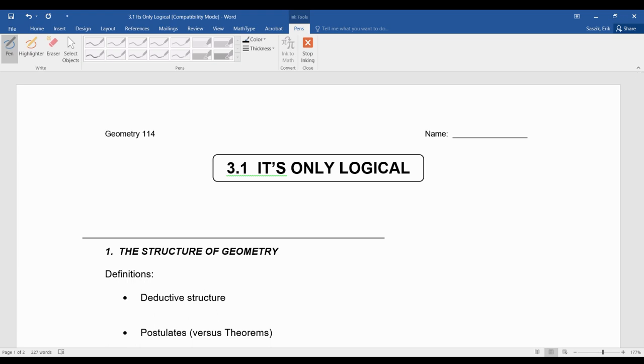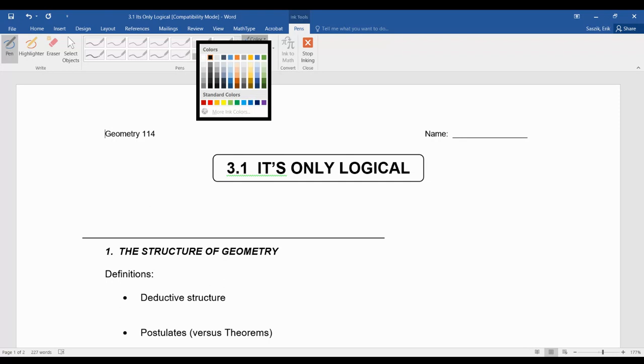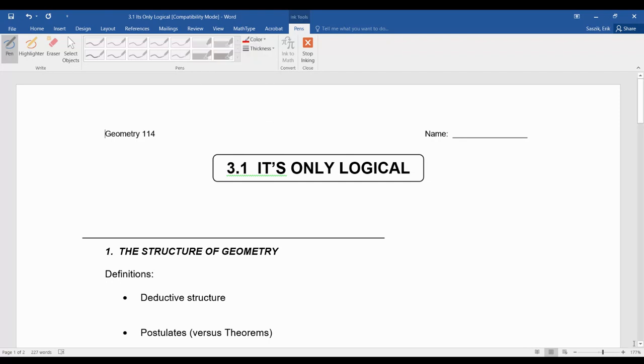Kids, we are starting into geometry, and we're going to be getting into proofs this chapter. We've got to do some introductory stuff first, okay?